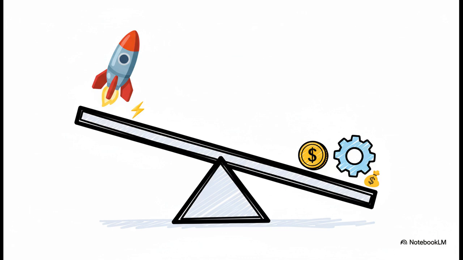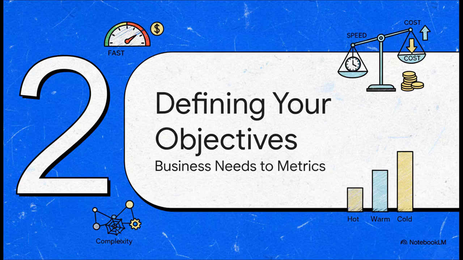You want that near instant recovery? Great, but your cost and complexity are going to go through the roof. You want to keep it cheap and simple? Fine, but you better be okay with a slower recovery. This is the core problem we're here to solve. So, if it's all about trade-offs, how do we make the right ones? Well, that starts with defining our objectives.